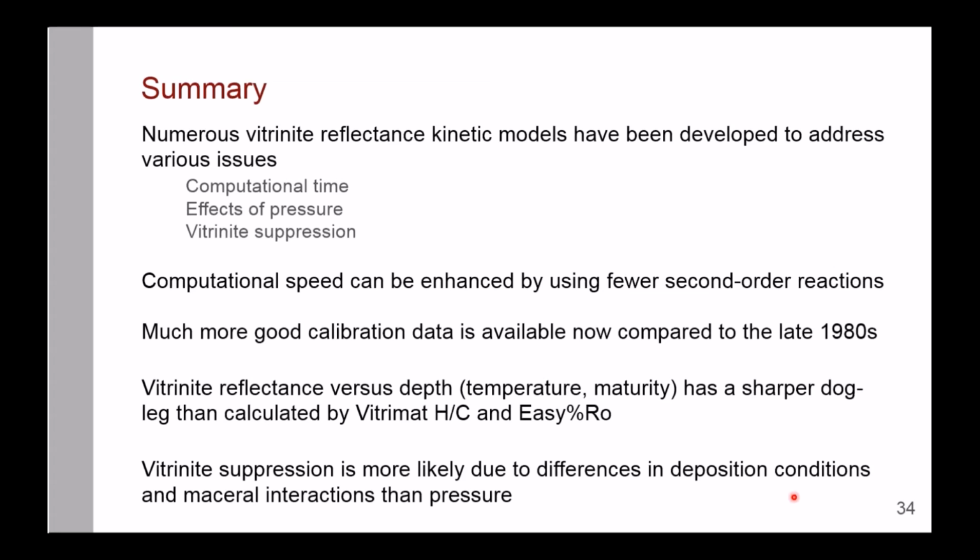Vitrinite reflectance versus depth has a sharper dogleg than calculated by Vitrimat and EZR0 in many geologic settings. Vitrinite suppression is more likely to be due to differences in depositional conditions and maceral interactions than pressure per se. So those are my conclusions to date. As I say, I'd like to go back to the previous slide. The best model is yet to come.